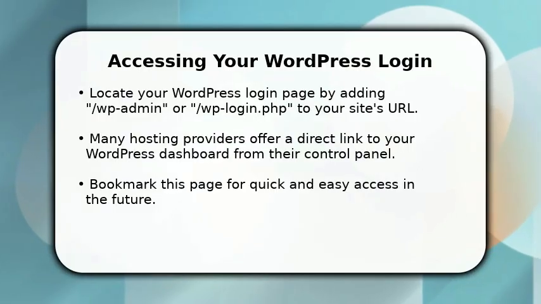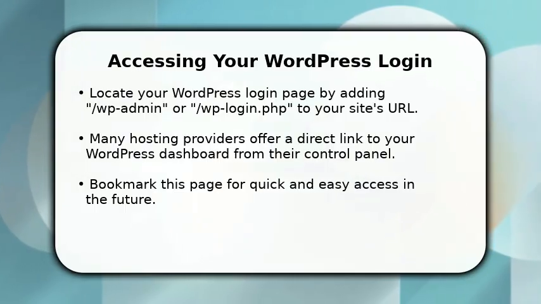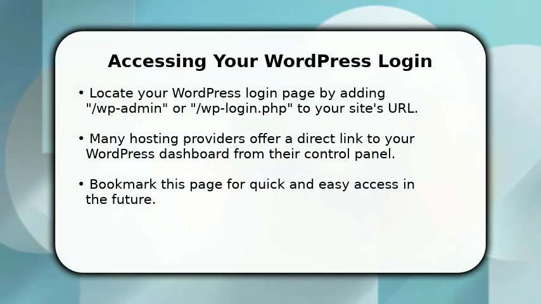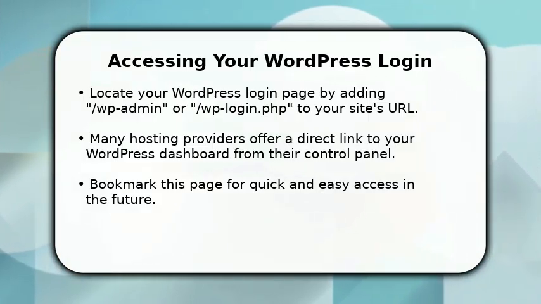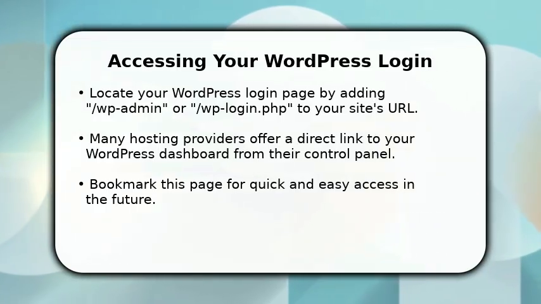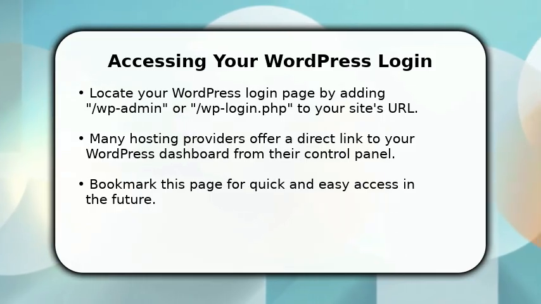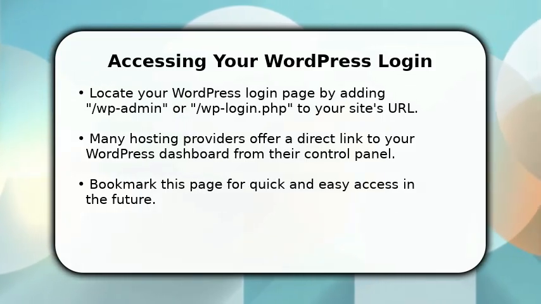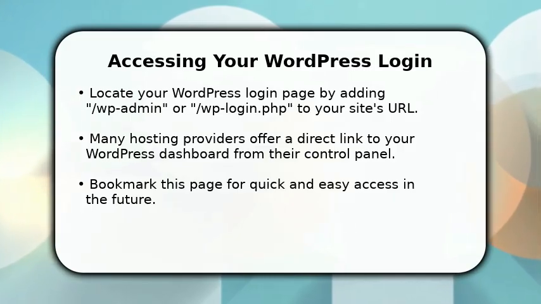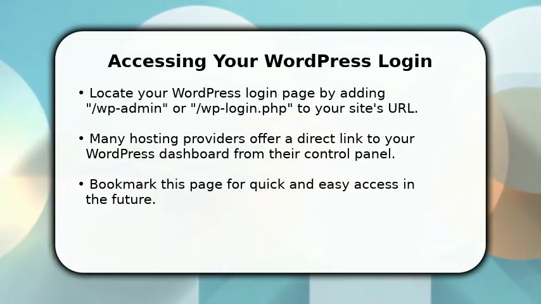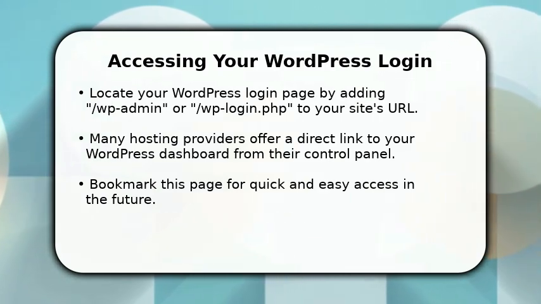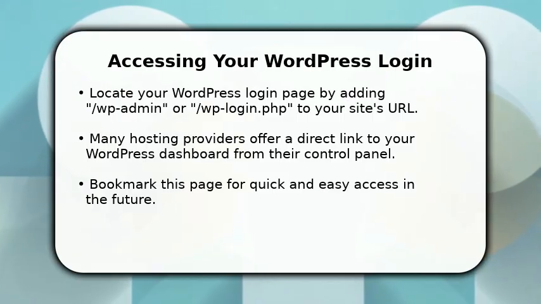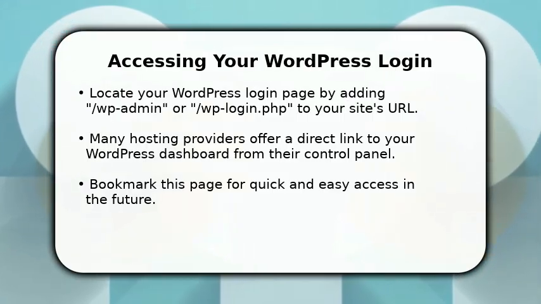In this video, I will explain how to log into your WordPress account. First, you need to find the correct login page. Typically, you can do this by typing your website address followed by /wp-admin or /wp-login.php into your browser's address bar. For example, if your site is mywebsite.com, you would go to mywebsite.com/wp-admin. Some hosting providers also offer a convenient direct link within their control panel. Once you find it, consider bookmarking the page for future ease.